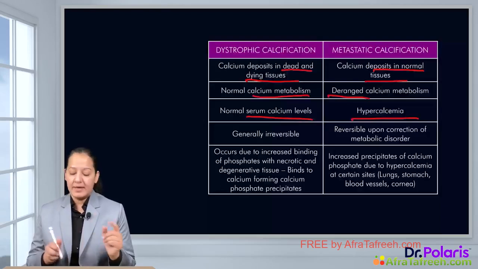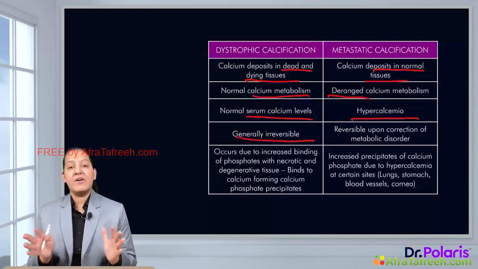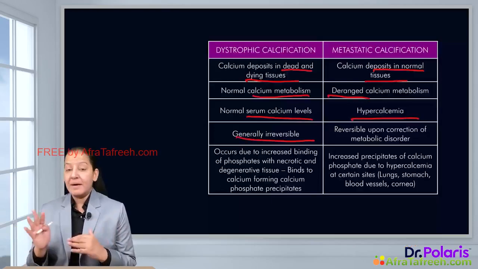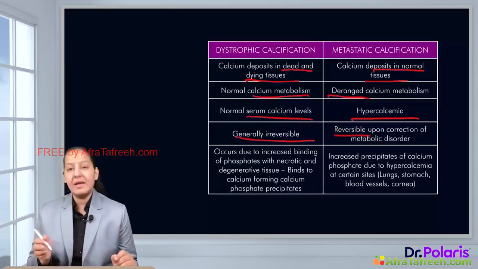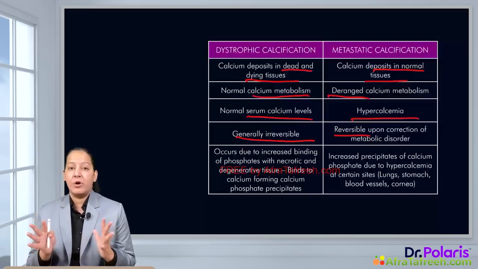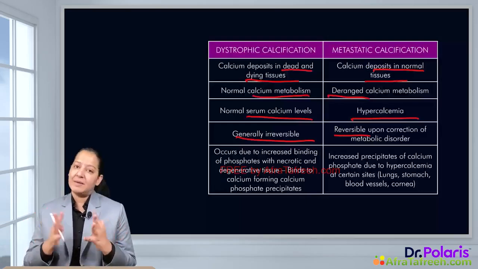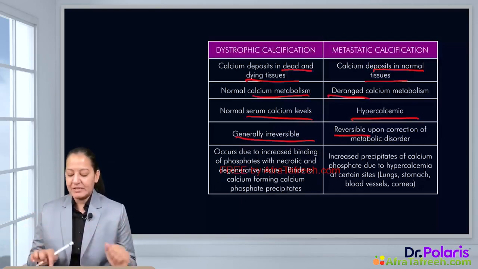Generally, the dystrophic one is irreversible because it is occurring in dead and degenerated tissue. But the metastatic one can be reversible if we correct the metabolic disorder which is leading to hypercalcemia in the patient. So this is the biggest difference between them.